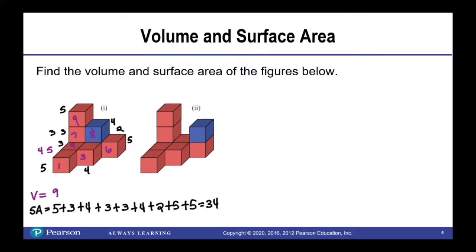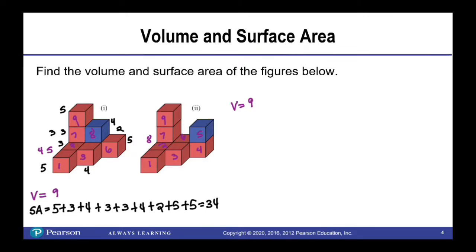Now, look at the second figure. Let's count our cubes. The first row has 1, then we keep counting in the next row, 2, 3. Then we have 4 and 5 on the right side, 6 in the middle on the back, 7, there's a cube below 7, so 8, and on the top 9. So we have a volume of 9. Notice that these two shapes have the same volume. They have the same number of cubes.